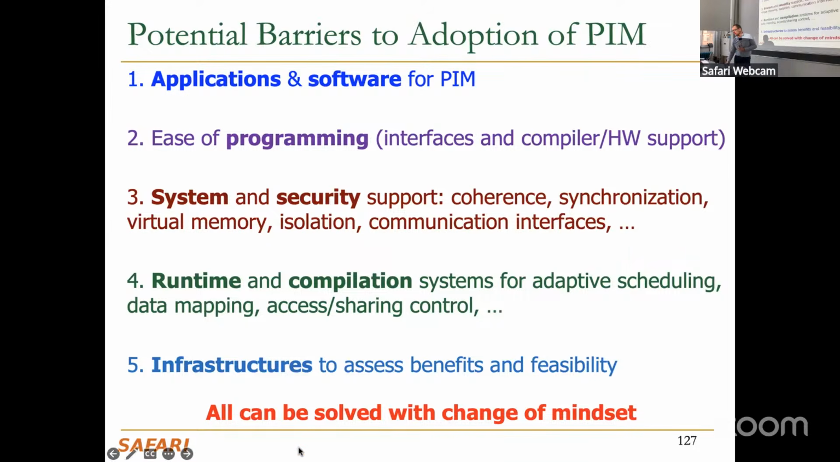So designing infrastructures, enabling infrastructures to assess benefits and feasibility is also important, and that's why we've been actually investing a lot on infrastructure. So there are a lot of adoption issues, no question about that, but some things can be adopted more easily than others, clearly. If you actually do offloading of functions, for example, it's easier to adopt than doing something like Tesseract, which changes everything, including the programming model. So it depends.